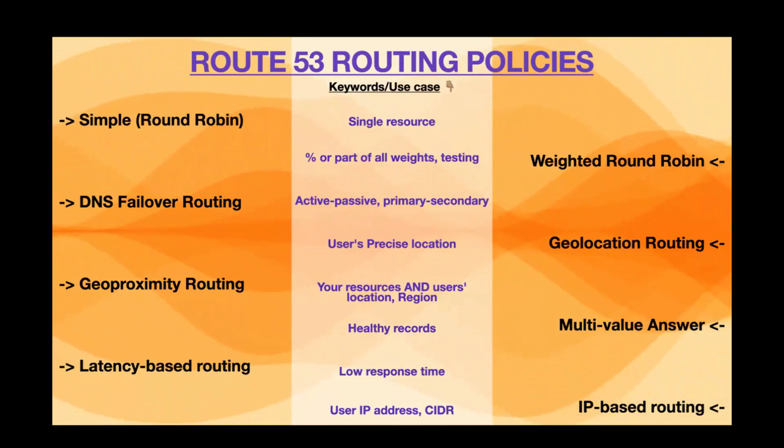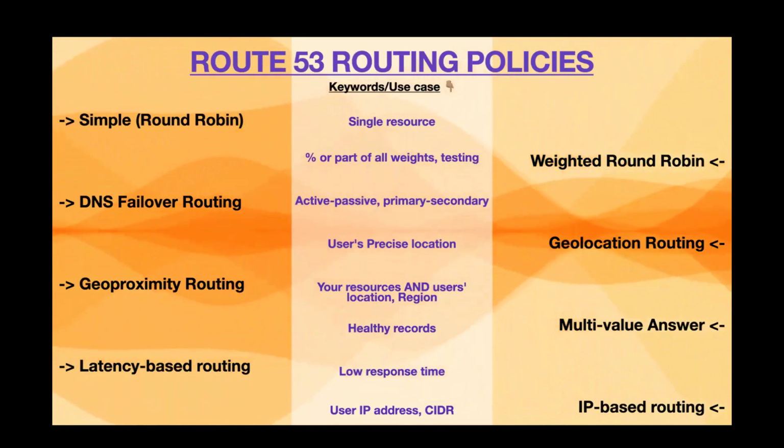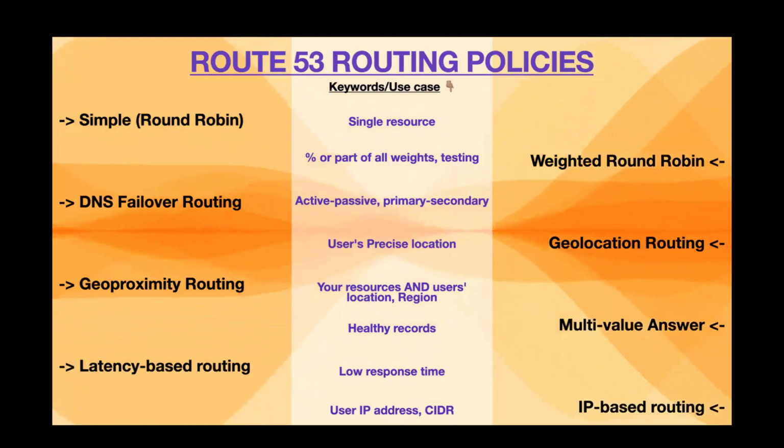And the multi-value answer relies heavily on the health checks. If a client makes a request, it's going to return up to 8 healthy records, and your client's device is going to by itself select any one of the healthy records to get its DNS response from.